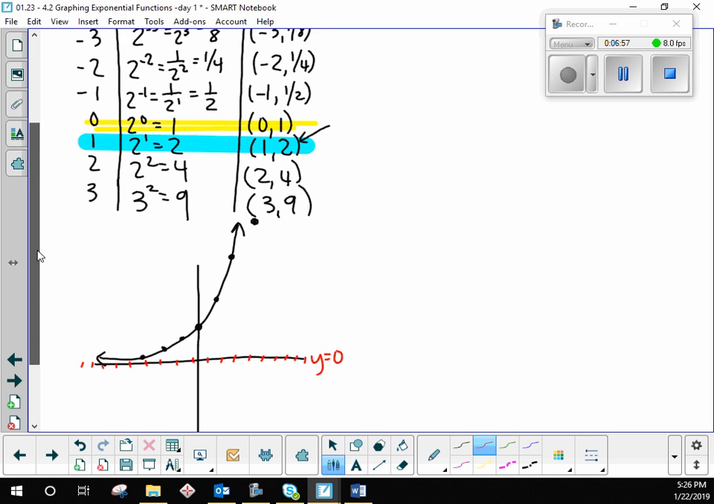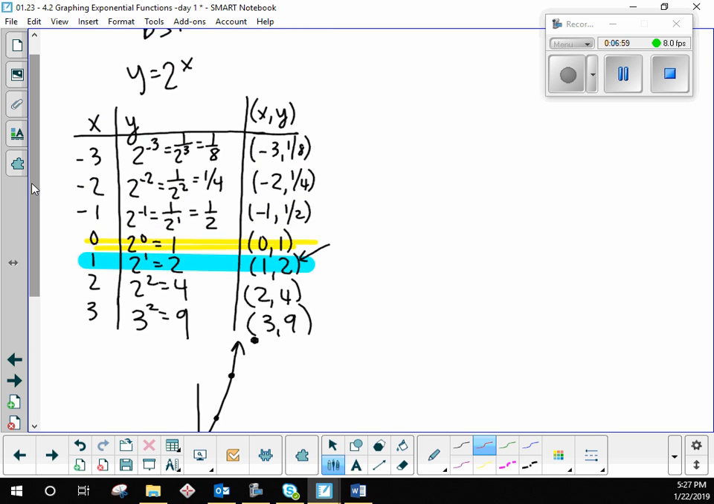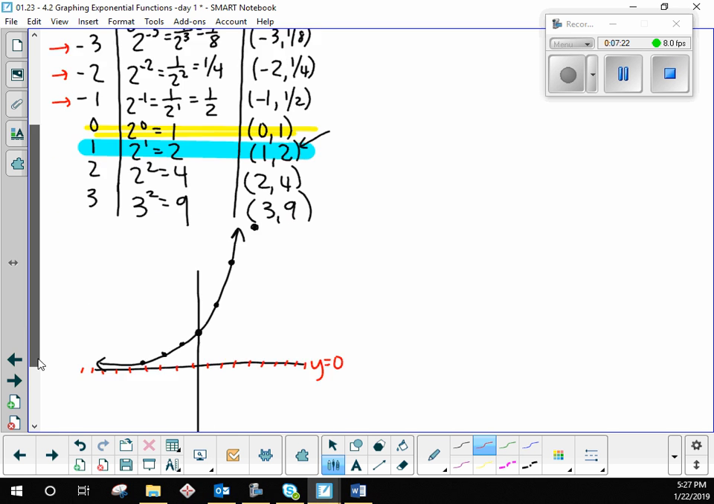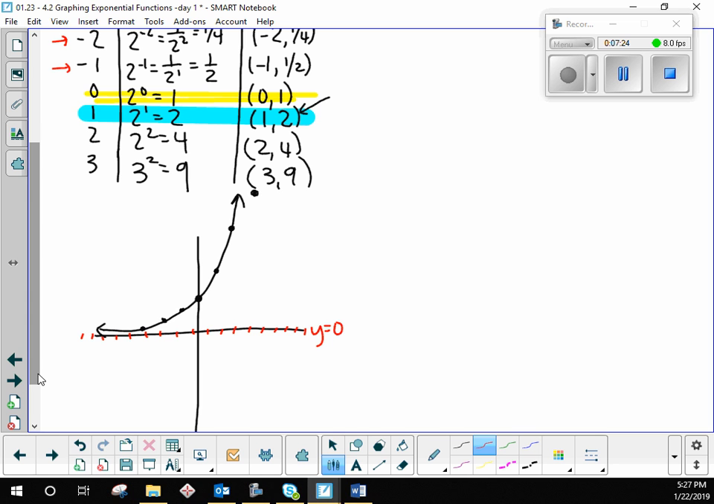So notice here, when x is negative 1, y is a half. When x is negative 2, it's a fourth. As the negative values go farther and farther to negative infinity, the y value gets smaller and smaller and smaller. But there's no number we can put in for x that will ever give us 0 back or a negative number back. So that's why y will be approaching 0 for infinity but never get there.